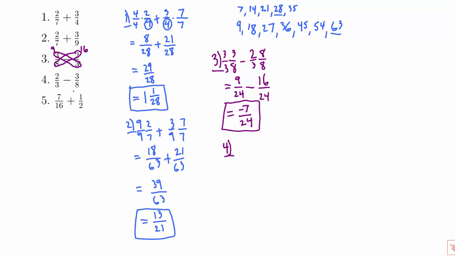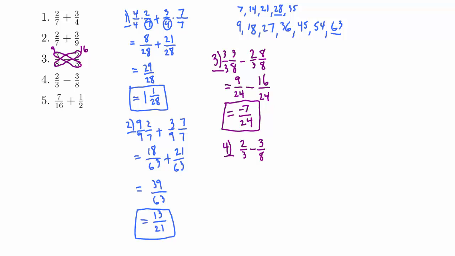Now if you look at number 4 here, we have 2/3 minus 3/8. Okay, so 2/3 minus 3/8. Notice that this is the same thing, except written in the opposite order. That's all. So what we're going to do is we're just going to flip these two. Everything's the same, it's just we're going to get the opposite sign.